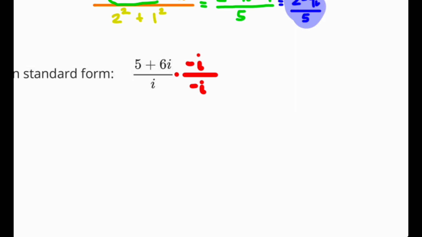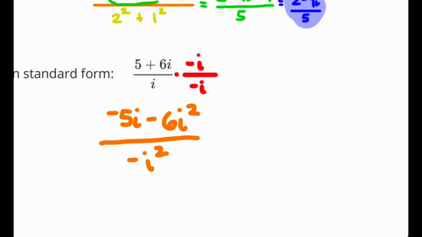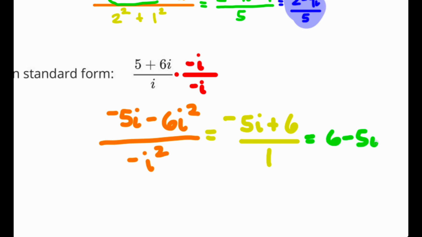From here, we're going to distribute on the top. You're going to have negative 5i minus 6i squared divided by negative i squared. i squared is negative 1, so at the top, you're going to have negative 5i minus 6 times negative 1, so it's just going to be plus 6, divided by negative i squared is negative negative 1, which is just 1. So if you notice, there's no longer an i in the denominator, which is awesome. I'm going to rewrite this in standard form, so it has to be the real part first and then the imaginary part second. So you should get 6 minus 5i as your final answer.